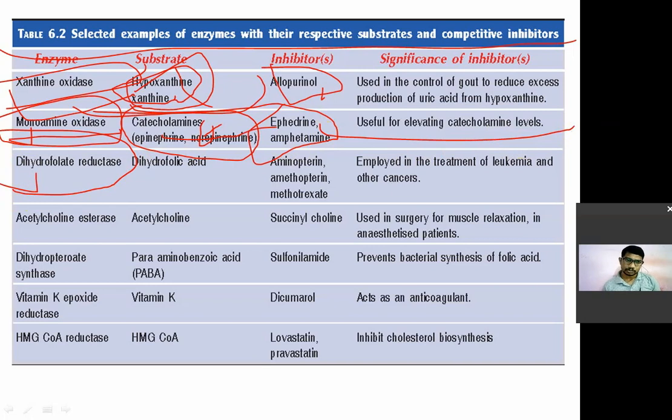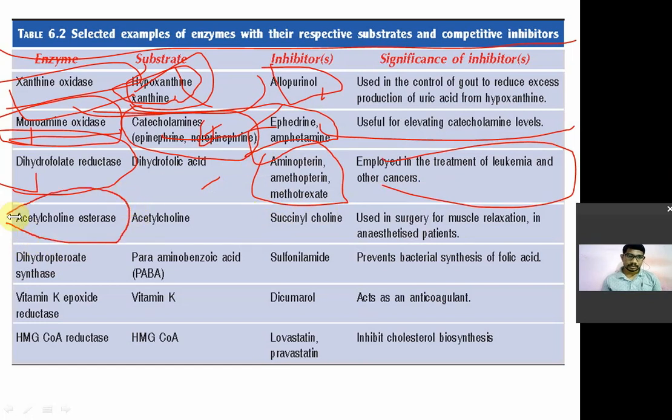Okay. So there are certain inhibitors of this dihydrofolate reductase. Say aminopterin, amethopterin, and methotrexate, sulfonamides, etc. They will inhibit the dihydrofolate reductase enzyme and prevent the formation of tetrahydrofolic acid, which is very important for cell metabolism. So this methotrexate, aminopterin, and amethopterin, they are used in the treatment of leukemia or blood cancer. Sulfa drugs, they are used as an antibacterial. Okay, they will act by the same mechanism.